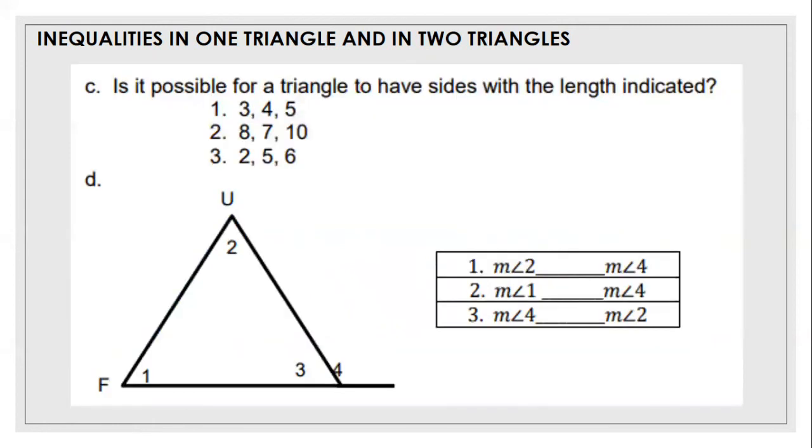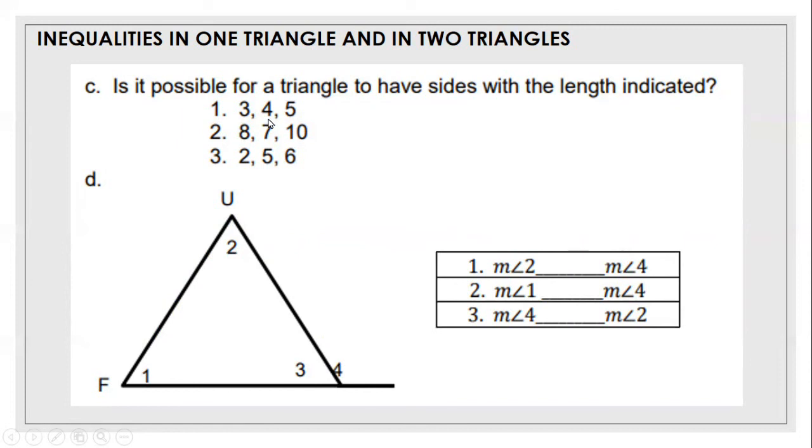So next, letter C. Is it possible for a triangle to have sides with the length indicated? So, we can use here the triangle inequality postulate, where when we add two sides of a triangle, the sum must be greater than the third side of the triangle. So, our answer is yes. If not, then no. So, let's try number 1.